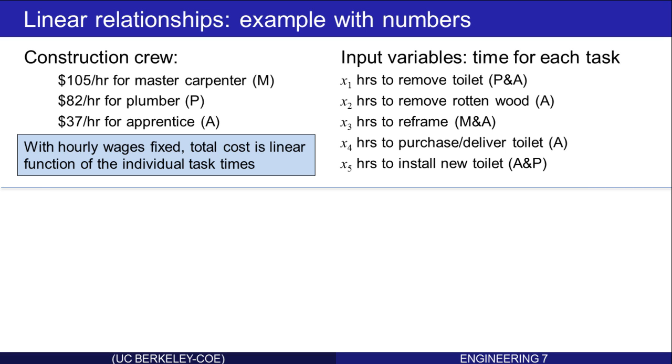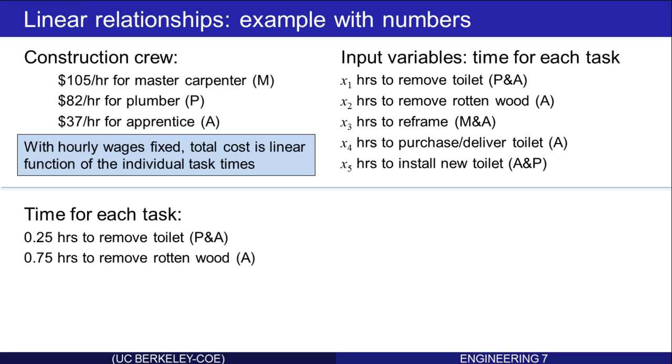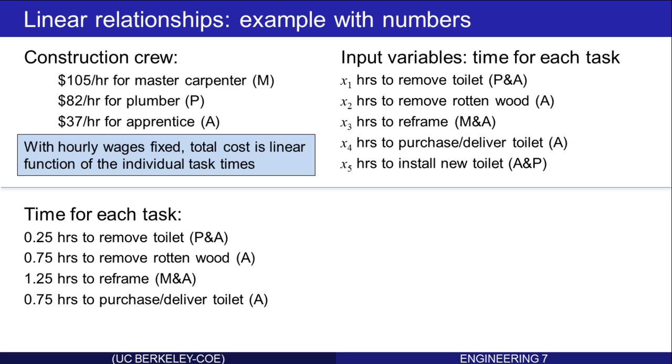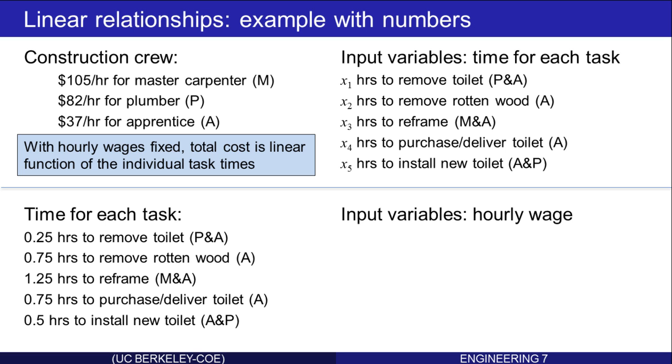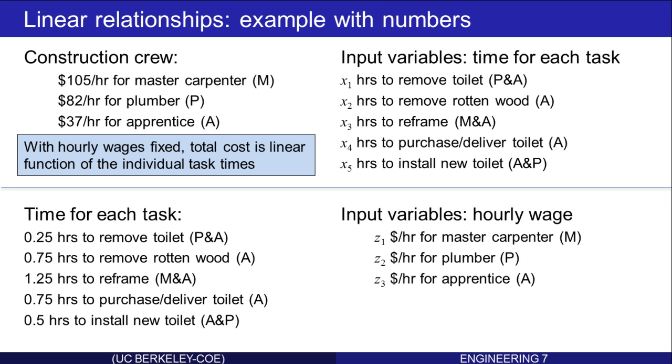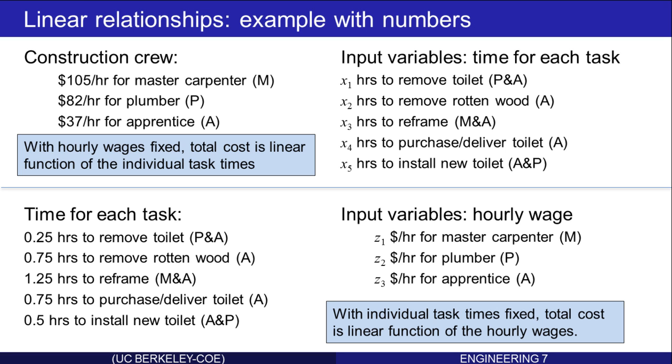Let's switch the roles and imagine the time for each task is fixed. A quarter of an hour to remove the toilet, 3/4 of an hour to remove the rotten wood, 1¼ hours to reframe, 3/4 of an hour to purchase and deliver the toilet, and finally a half an hour to install the toilet. And the hourly wages are the input variables. Z1 for the master carpenter, Z2 for the plumber, and Z3 for the apprentice. With the individual task times fixed, the total cost is a linear function of the hourly wages. In the quiz, you'll write that expression out as well.